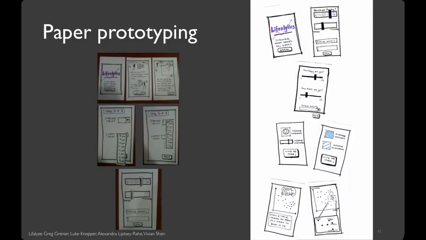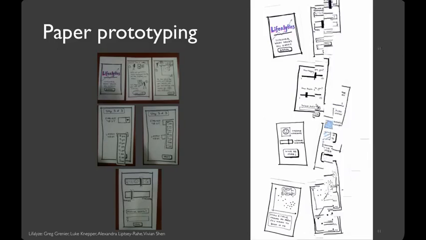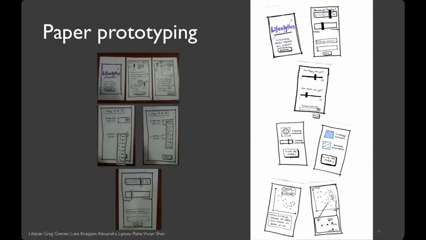You're going to make a mock-up of a user interface. And instead of doing it on a computer, which can take a lot of time and encourage you to try and get it beautiful and exact, you're going to use paper, post-it notes, and markers to sketch things out really quickly. Here are some examples again from the Lifelise team. These are the paper prototypes that they made.